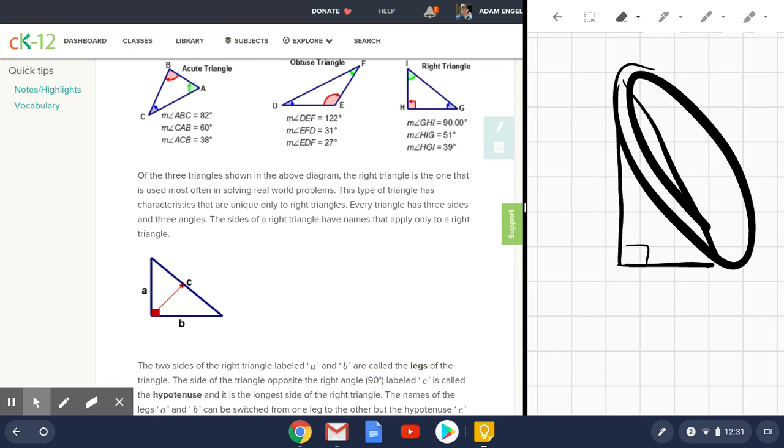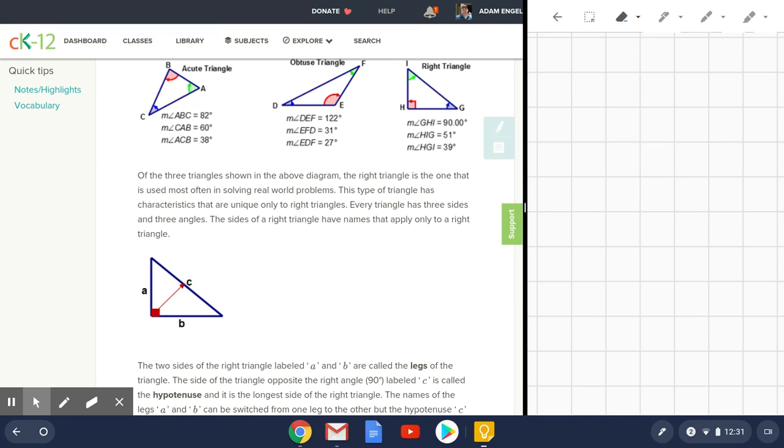The type of triangle that has characteristics that are unique only to right triangles. So right triangles have characteristics that are unique only to right triangles. Some things will only work on right triangles. Every triangle has 3 sides and 3 angles. We know that. The sides of a right triangle have names that apply only to right triangles.